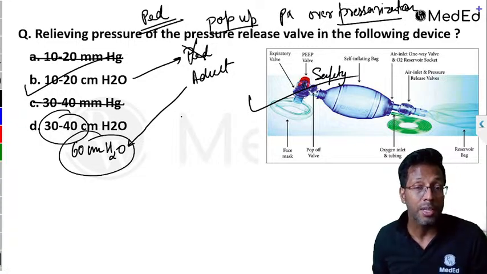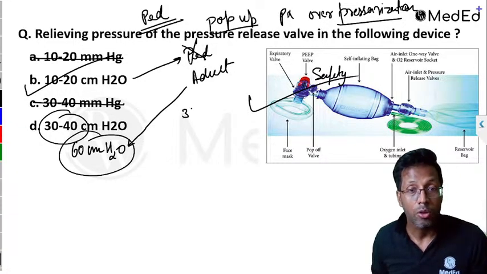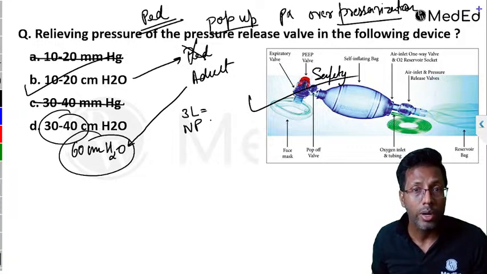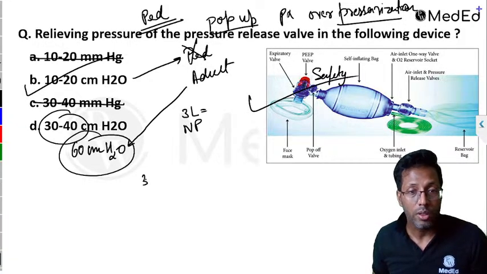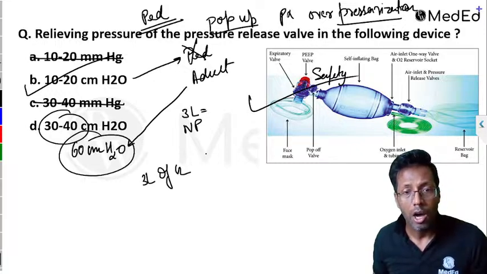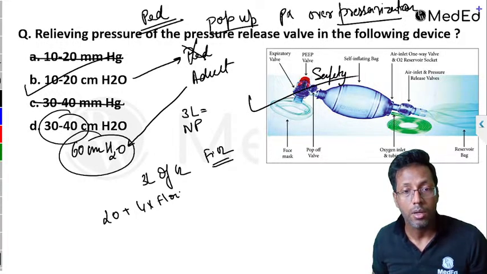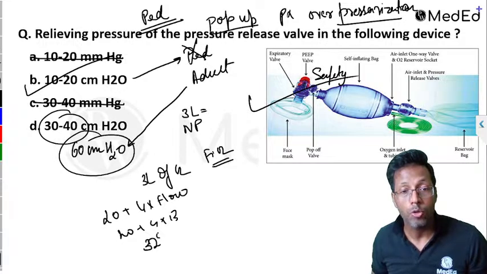Do you remember in INICET they asked one question, that at 3 liters with nasal prongs, how much FiO2 do you get? This was last year's INICET, and the whole world was like, with 3 liters you'll be getting 3 liters of oxygen. How much FiO2 is going to the patient? You remember the formula was 20 plus 4 into the flow rate. So 20 plus 4 into 3 becomes 32%. Options given were 25, 30, 35 and 45.